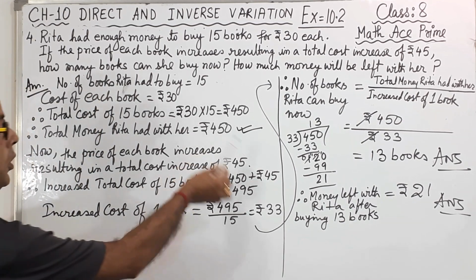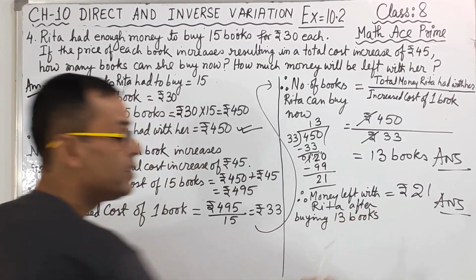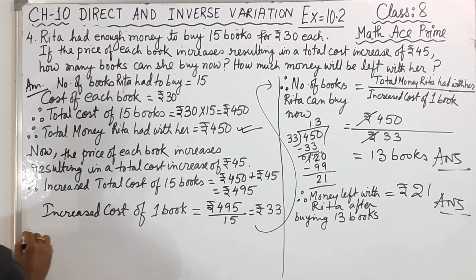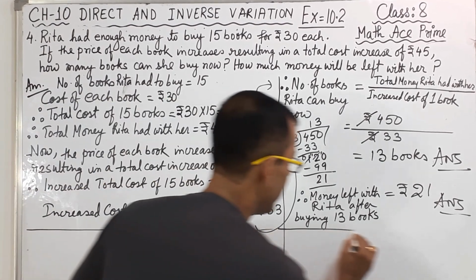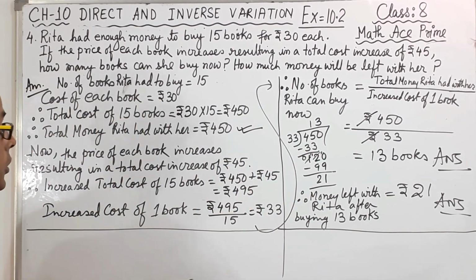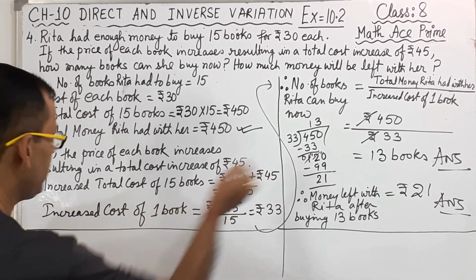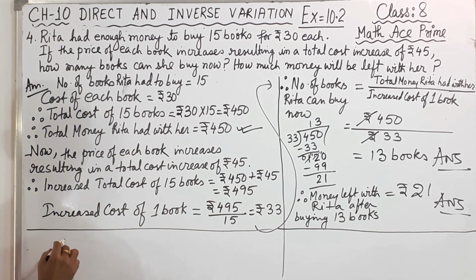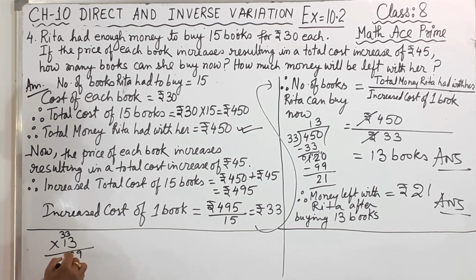Now you can find out this 21 rupees in another way also. Let me show you that also. If I draw one line here, that also I will show you. Now, 13 books she is buying. And one book is what? 33 rupees. Okay. So, how much is it? So, 9, and then here 33. So, what do you get? 9, 12, 1, 429.